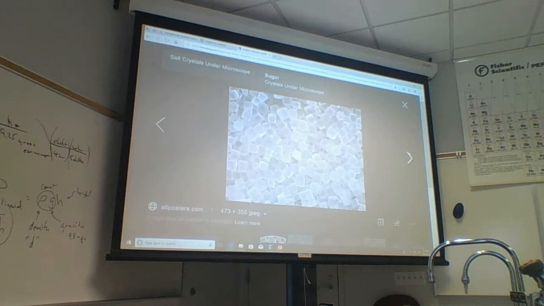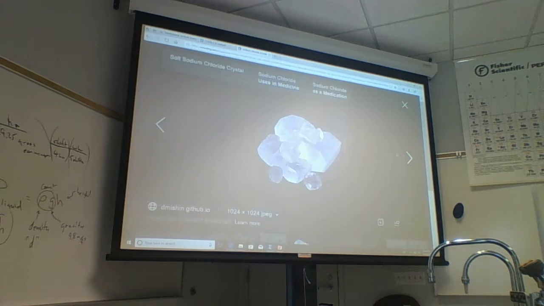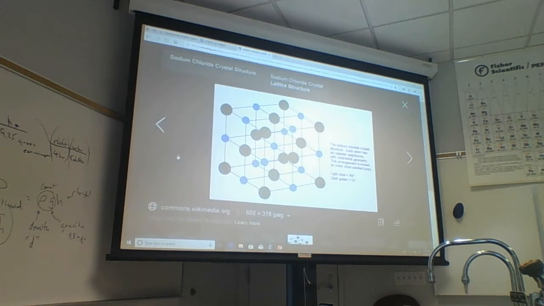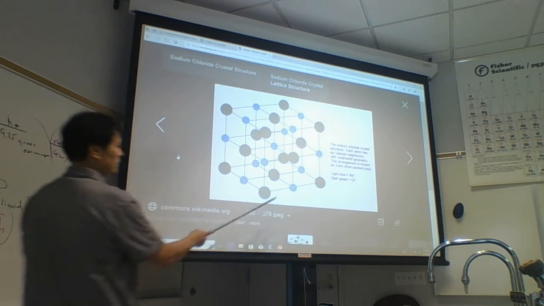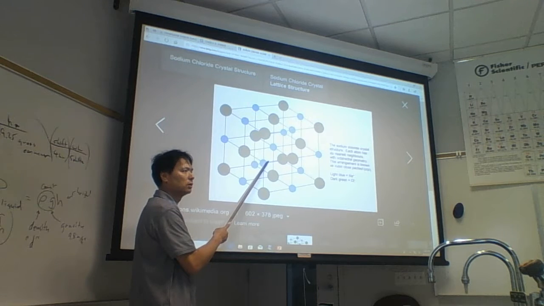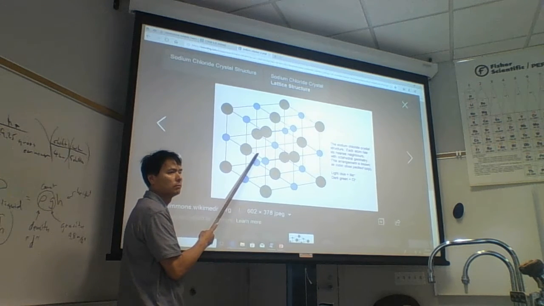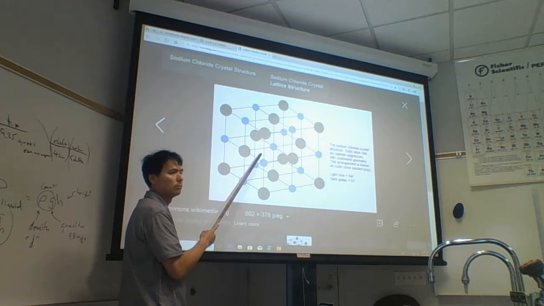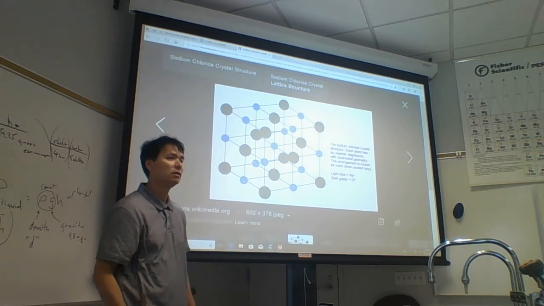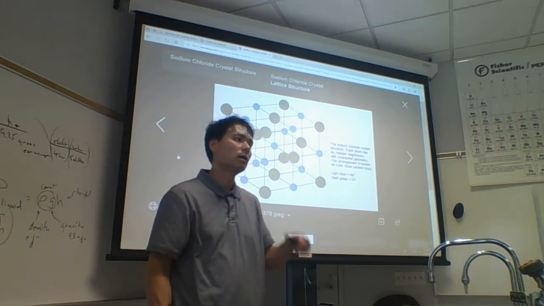But when you look at the arrangement of the atoms, the arrangement looks like this. When you look at the arrangement of atoms, you can't differentiate individual molecules in here. That's why we can melt salt. You can melt salt.